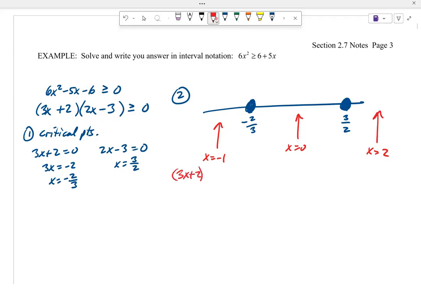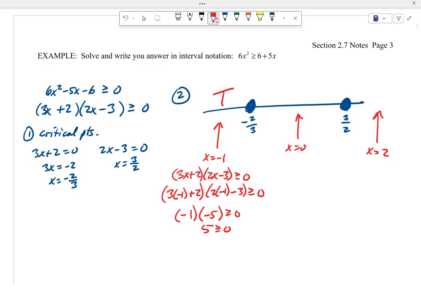3x plus 2 times 2x minus 3, is that greater than or equal to 0? So 3 times negative 1 plus 2, 2 times negative 1 minus 3. Negative 3 plus 2 is negative 1, negative 2 minus 3 is negative 5. Is 5 greater than or equal to 0? Yes, it is. So that's going to be part of my solution from negative infinity up until negative 2/3. I'm going to include negative 2/3.